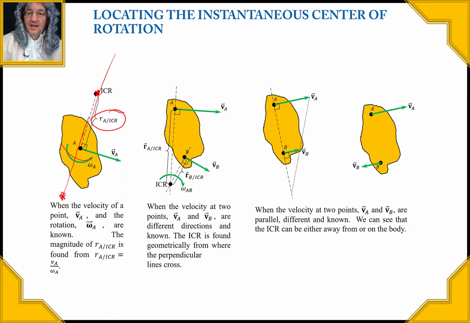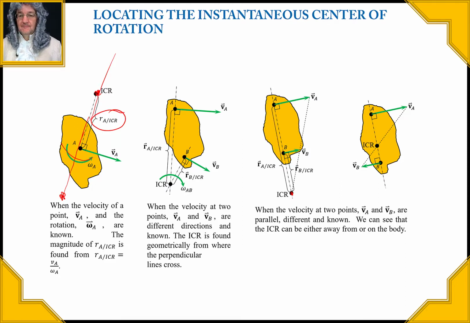Either it could be a line that's below there. Now you can see that the magnitudes drawn to scale will form a triangle in this way, or they could cross like that, and then the ICR is going to be right here on the body, right? And you can find the lengths by geometry, and then from that, you can find what the angular velocities are going to be.